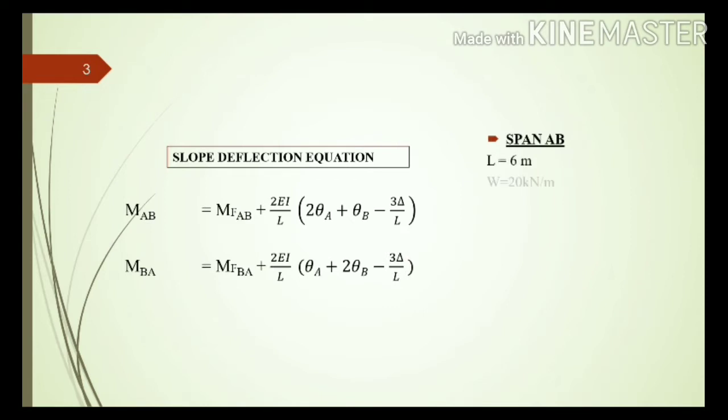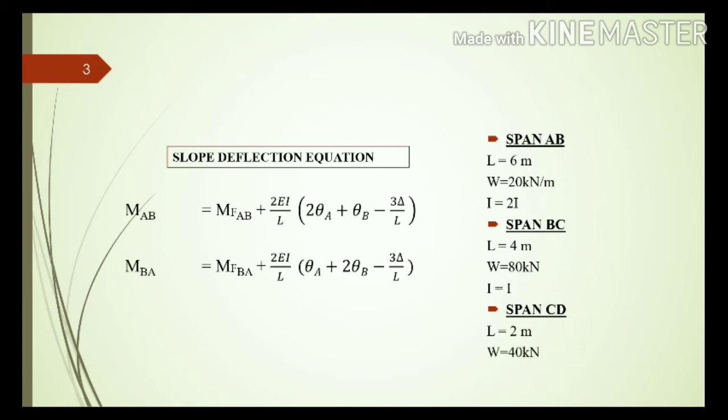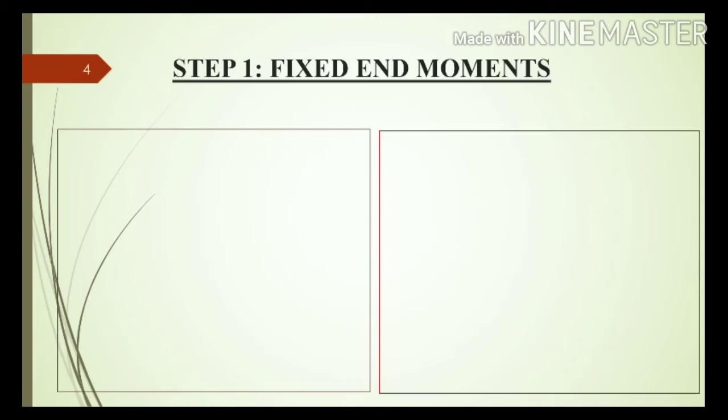For span AB, the length of the span is 6 meter and W is 20 kN per meter, and the moment of inertia is given as 2I. Similarly, for span BC, the length of the span is 4 meter, W is equal to 80 kN and I is equal to I. Similarly, span CD, there is an overhang portion. The length of the overhang portion is 2 meter and W is equal to 40 kN. I is also given as I itself. So first step is the calculation of fixed end moments.